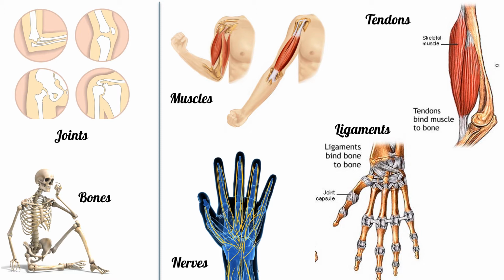After that, we have the muscles that apply effort or force. Then, we have tendons, that is the joint from muscle to bone. Finally, the ligaments are the joints from bone to another bone.